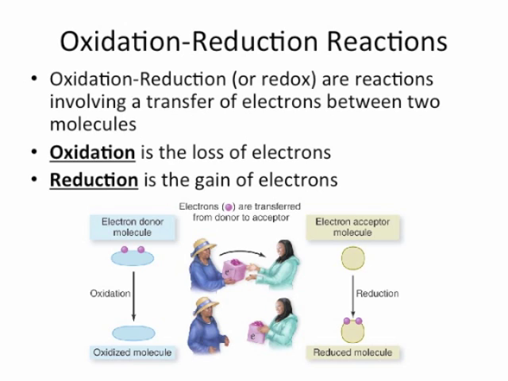So one way to remember the difference between oxidation and reduction, because these words will come up again, is the mnemonic OIL RIG. OIL stands for oxidation is loss, and RIG, reduction is gain. So that might be a good way of remembering these things. So oxidation is loss, reduction is gain.